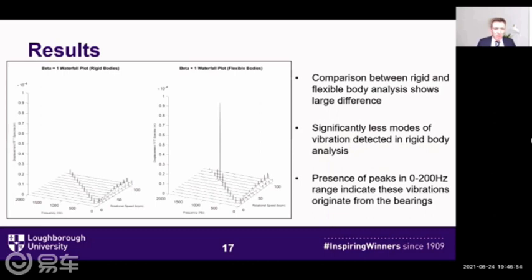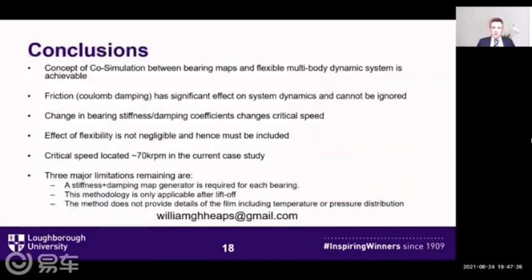Interestingly, the persistence of subsynchronous frequencies in both graphs, so the vibrations at the lower end of the scale, below 200 hertz, are evident in both graphs, which gives the indication that these vibrations actually originate from the bearings themselves rather than the flexibility of the bodies. There could be several reasons for this, possibly due to the complex hydrodynamic phenomena experienced in the bearings, such as whirl, half-speed whirl, that sort of thing.